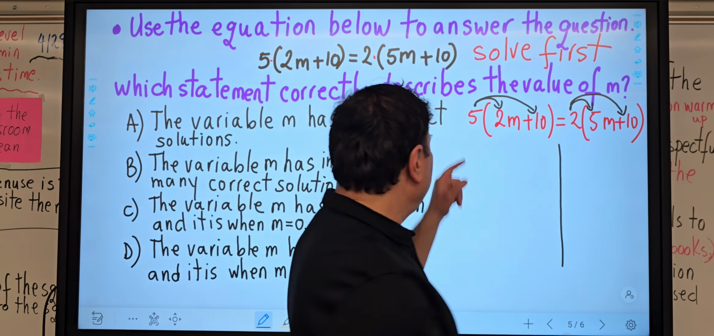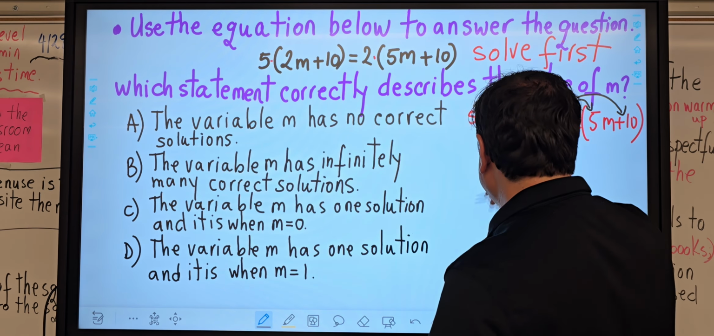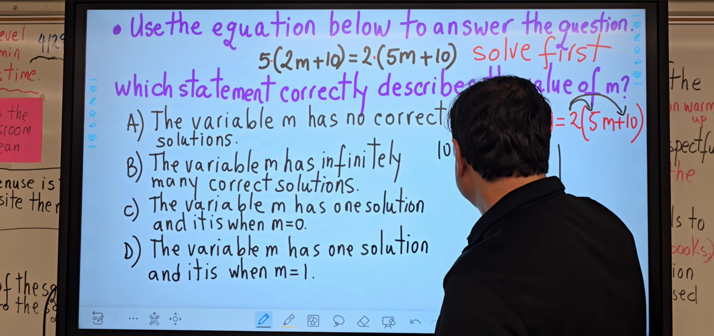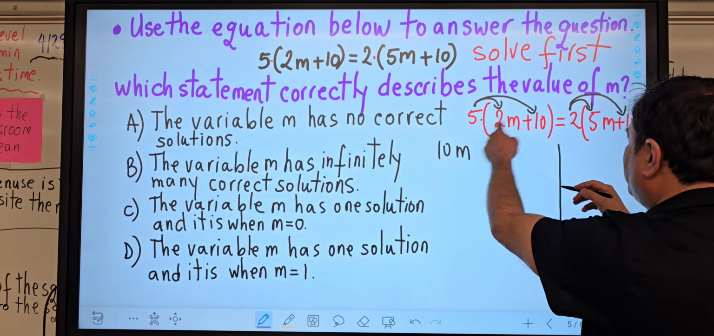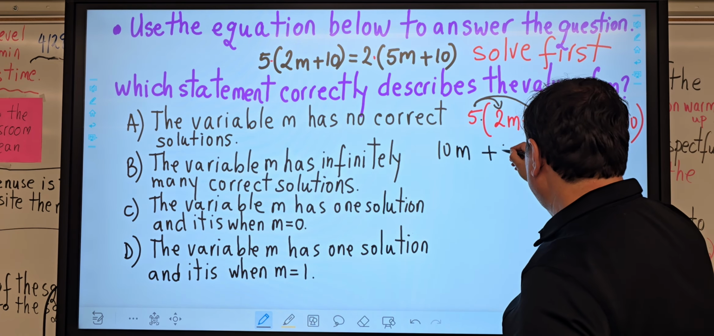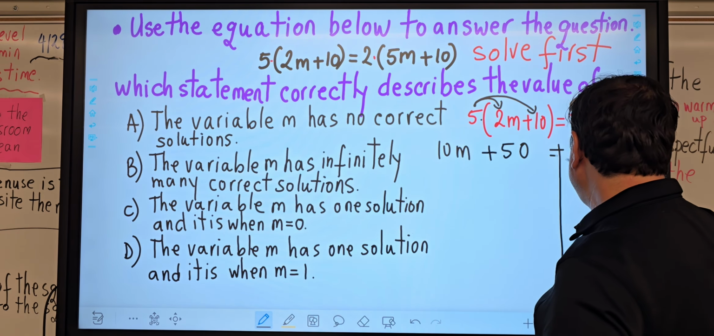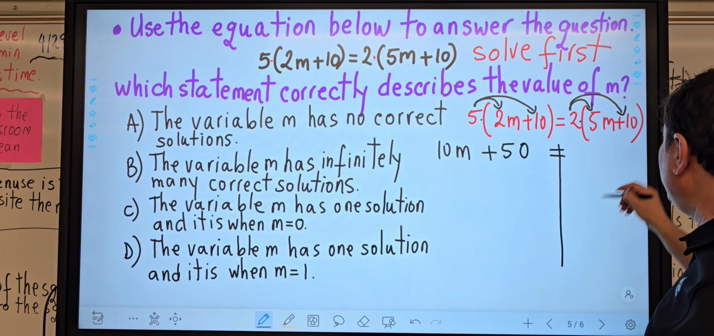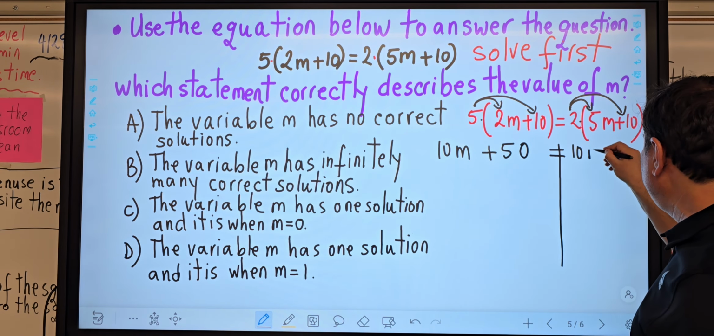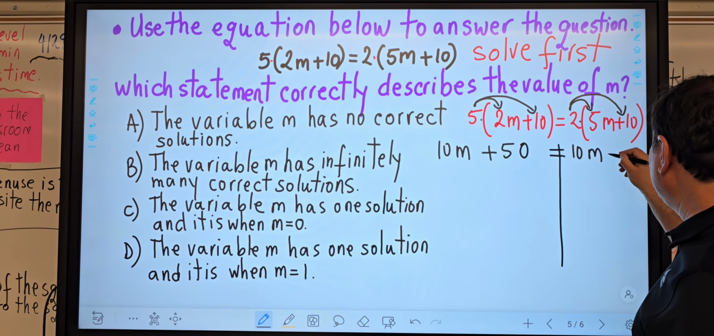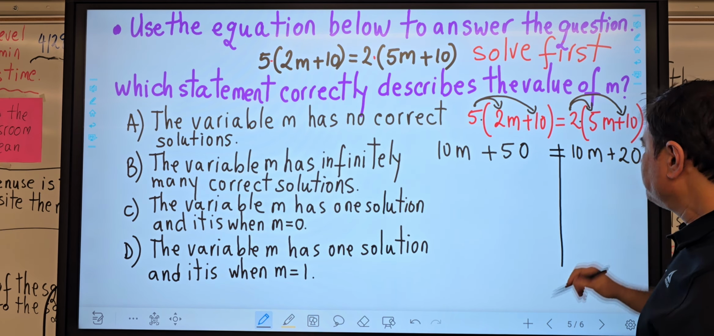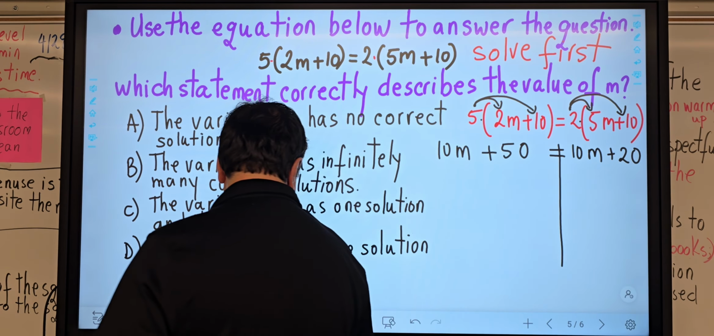Let's multiply. 5 times 2m, 5 times 2 becomes 10m. And then we have 5 times 10 becomes 50, plus 50, equals 2 times 5m becomes 10m. And 2 times 10 becomes 20. Okay, let's see what we get now.